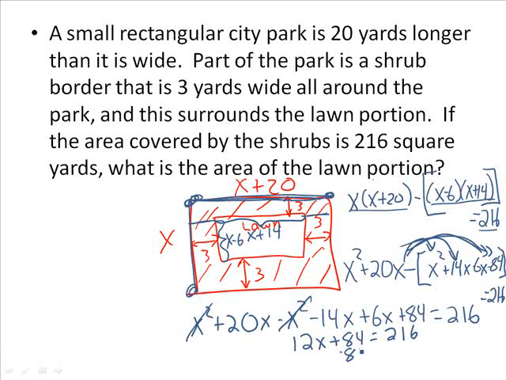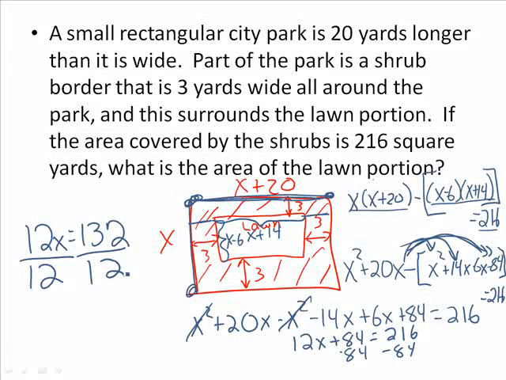So when we subtract 84 from both sides, 216 minus 84 is 132. Let me find a place to put that. Let's go up here. And now we're going to divide that by 12. What we get when we divide that by 12 is 11.